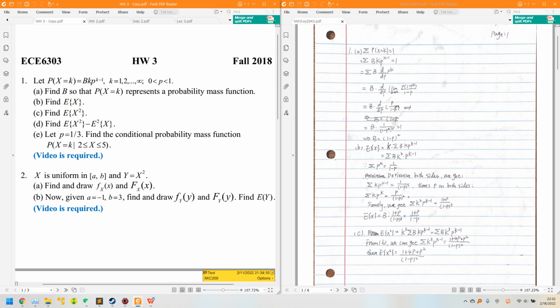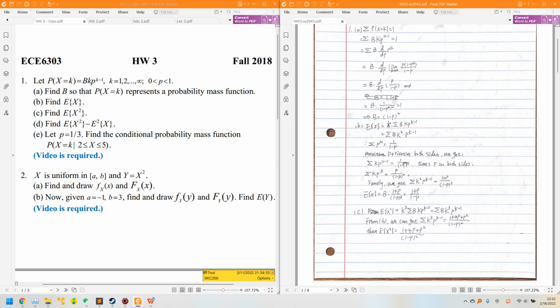And we calculate the derivative of this one, and we can get this equation, which equals 1. Then the result is b equals (1 minus p) squared.